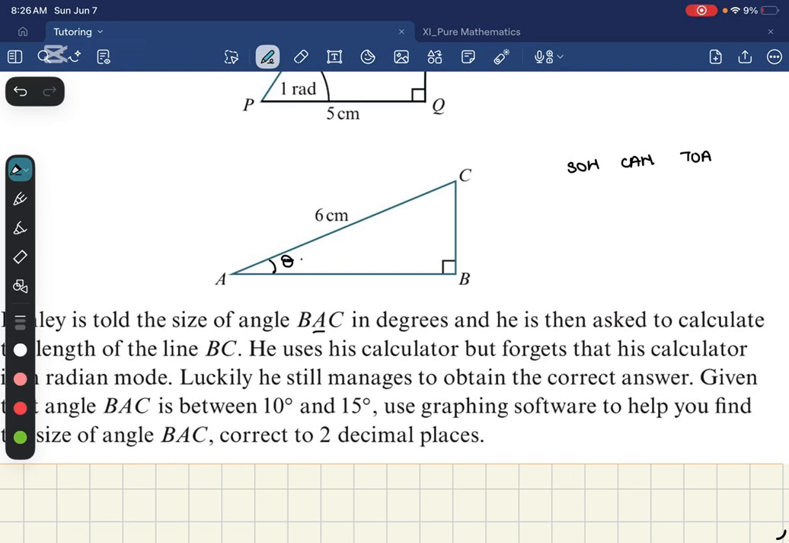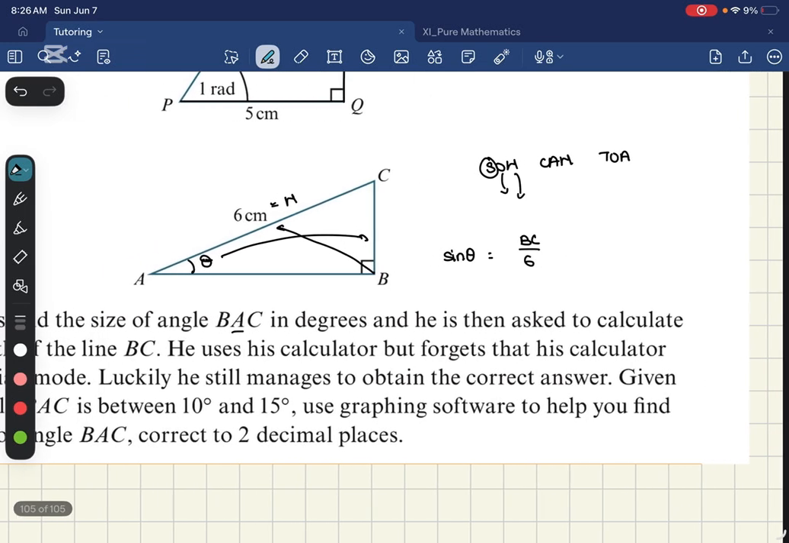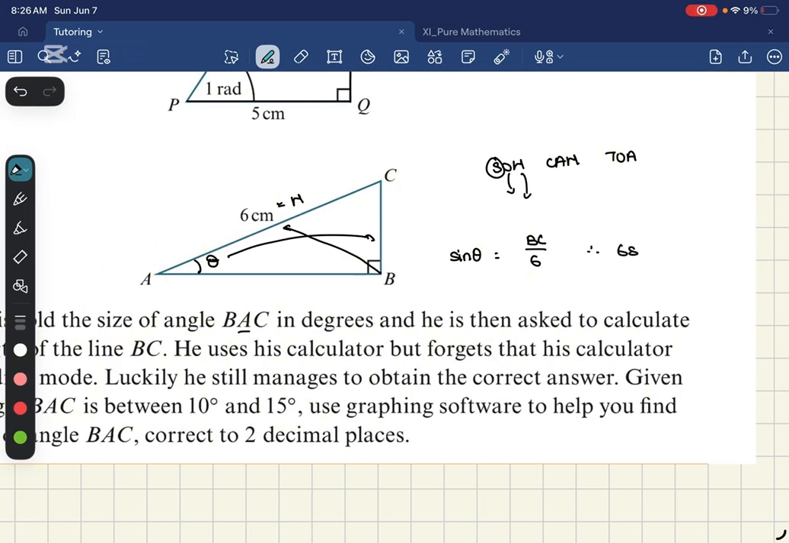BC is opposite of angle theta. The hypotenuse is always opposite to the right angle, right? Right angle is here, so this is the hypotenuse. So this is H. So I want to find this, I am given this. So I'm going to use the sine of the angle is equal to BC over H, which is 6. So basically, 6 sine theta is equal to BC.